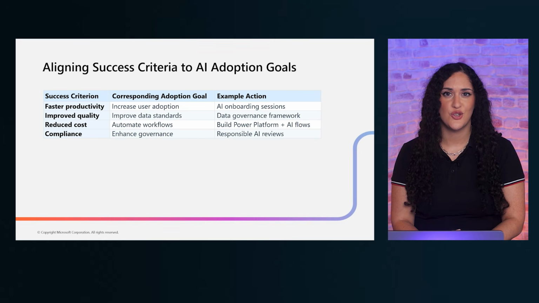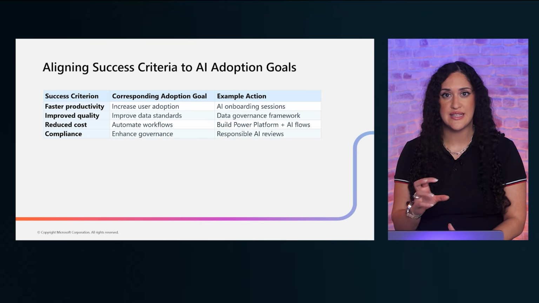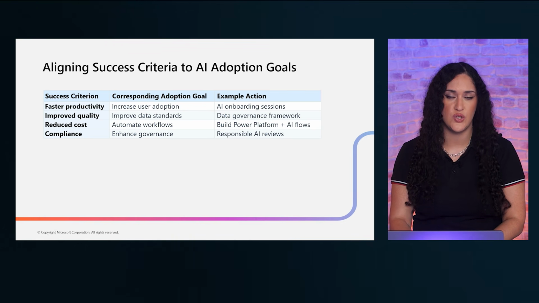And for compliance, the goal is governance supported by responsible AI reviews. These aren't abstract connections, they are the practical links that ensure your success criteria actually drive the adoption activities needed to achieve them.